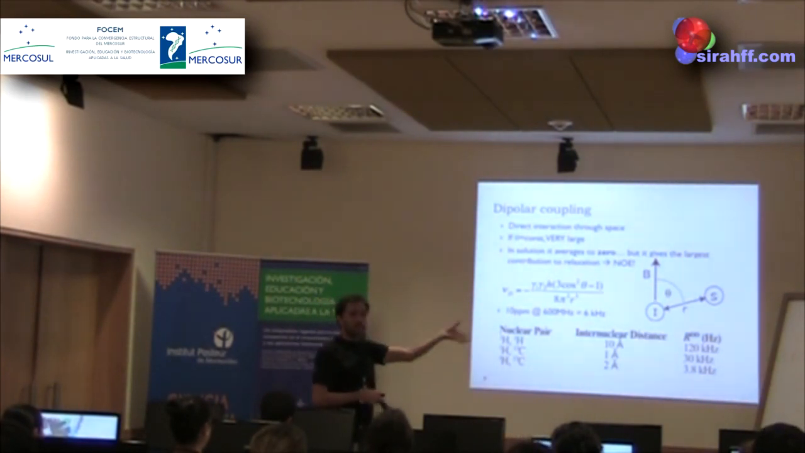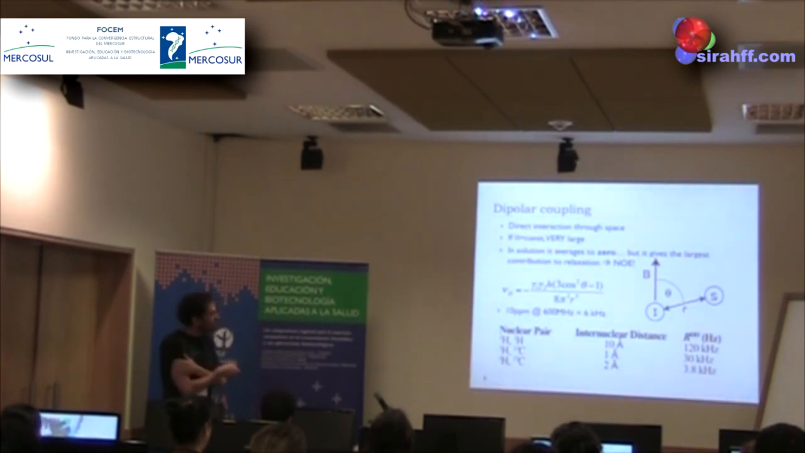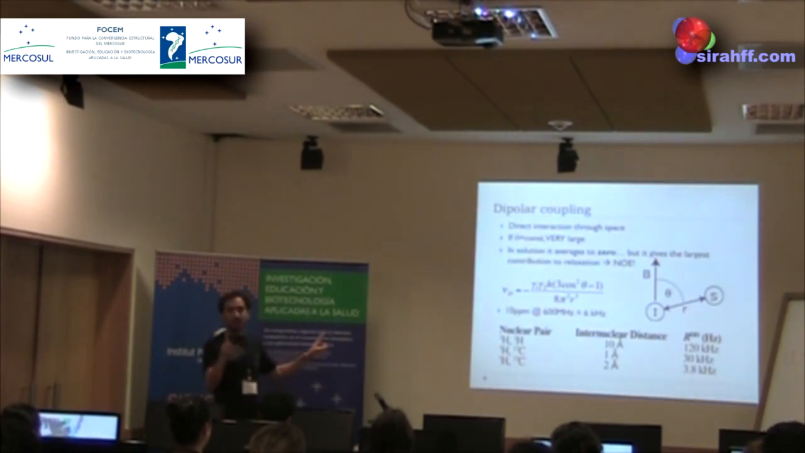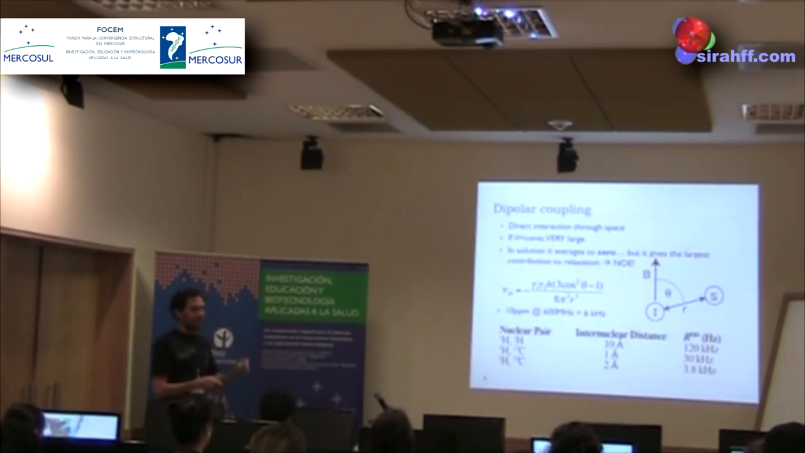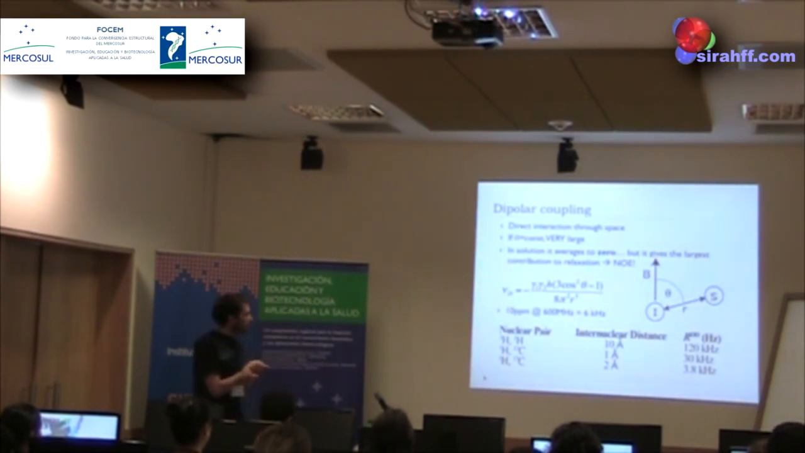when molecules are tumbling and they explore all possible orientations with respect to the magnetic field. You won't see a direct report of dipolar interaction. You won't see splitting as you would see in scalar coupling. But it gives the largest contribution to relaxation. And in this way, it gives rise to the nuclear Overhauser effect, which is the way we have in NMR to measure distance.